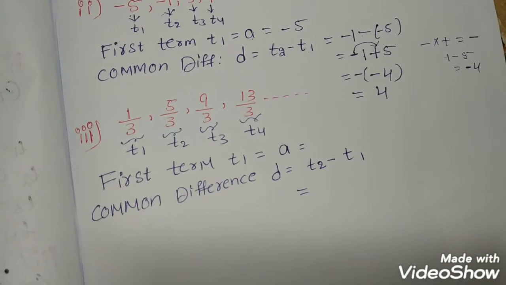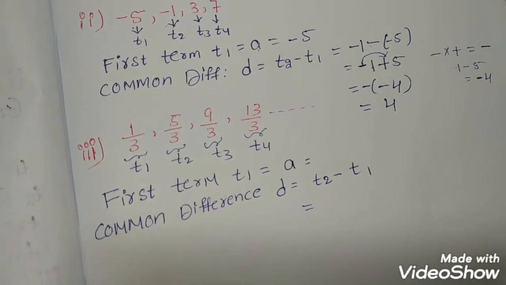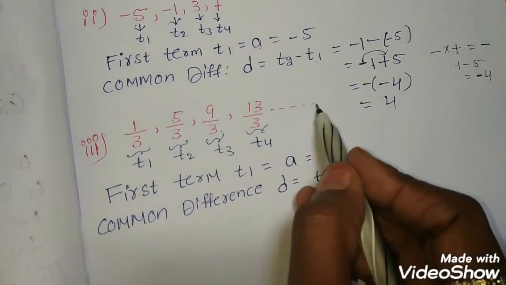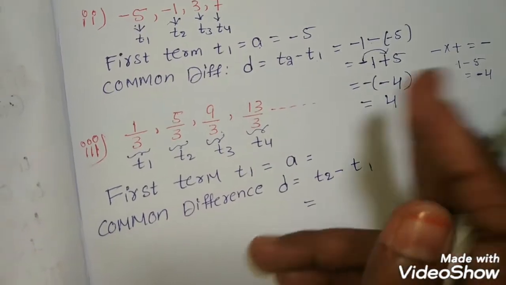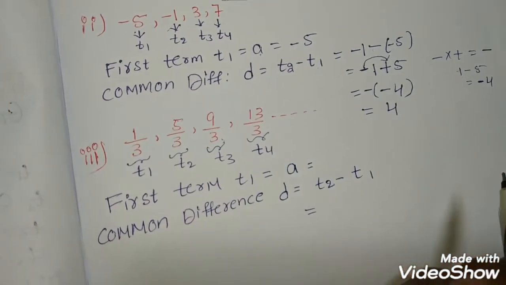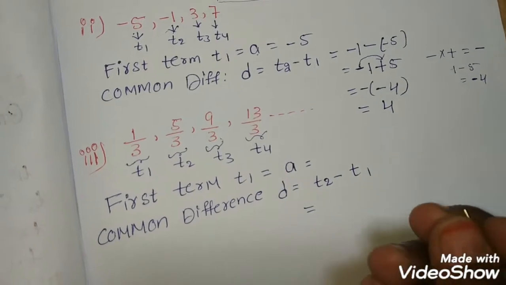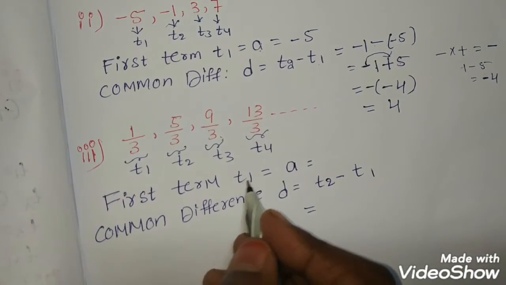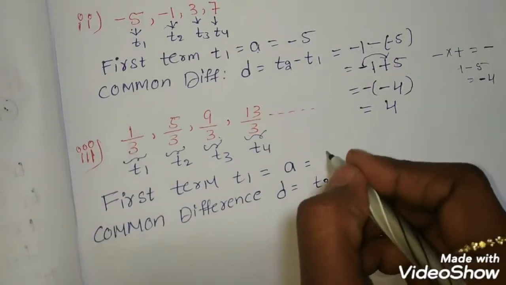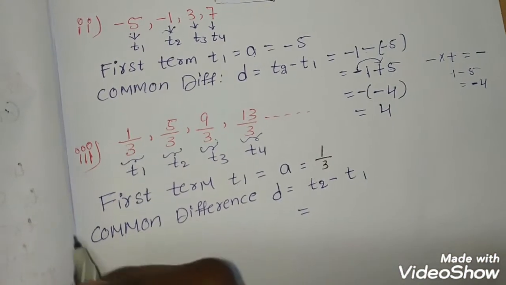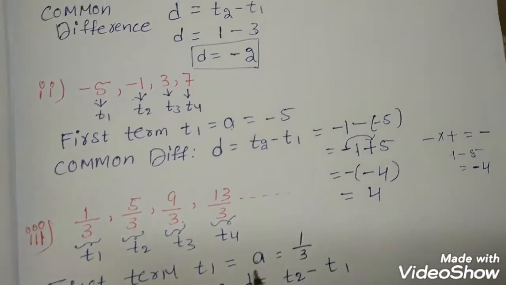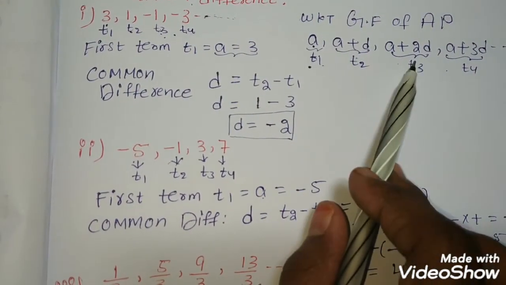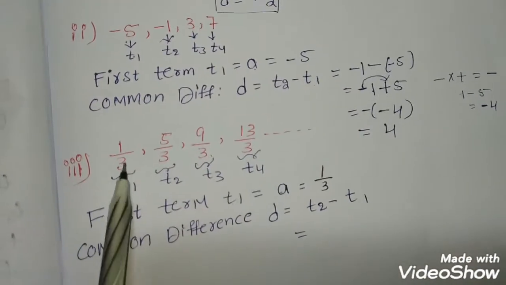Understand? See, in question number 3, what is given? Same as it is. Term 1, term 2, term 3, term 4. See, this has "and so on". That means we still have more terms. So these are infinite terms or infinite sequence or infinite series, as you wish. You can call it like that. Understand? What is the first term here? T1 is equal to A. A means 1 by 3. This is the first term. And I am saying what A means here. The general form of arithmetic progression is A, A plus D, A plus 2D. So the first term A is 1 by 3.